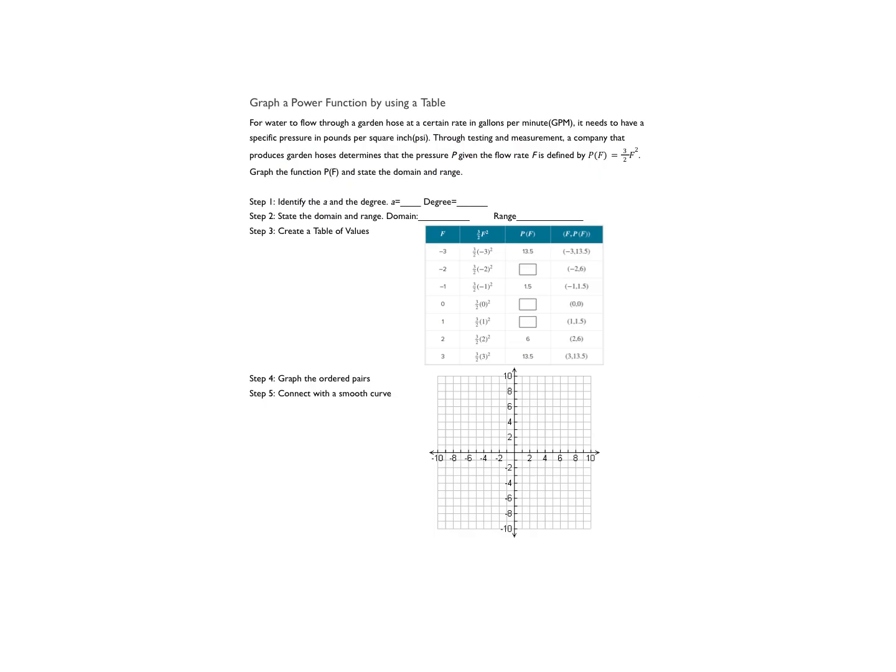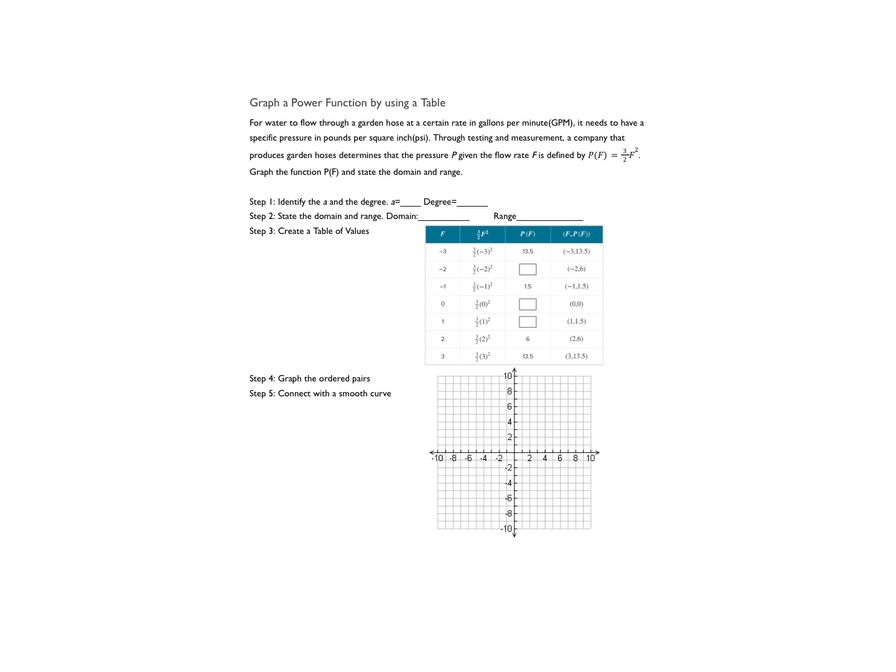So now we're going to talk about how to graph a power function by using a table. So for water to flow through a garden hose at a certain rate in gallons per minute, it needs to have a specific pressure in pounds per square inch, PSI. Through testing and measurement, a company that produces garden hoses determines that the pressure, P, given the flow rate, F, is defined by P of F equals 3/2 F squared. So we're asked to graph the function P of F and state the domain and the range.